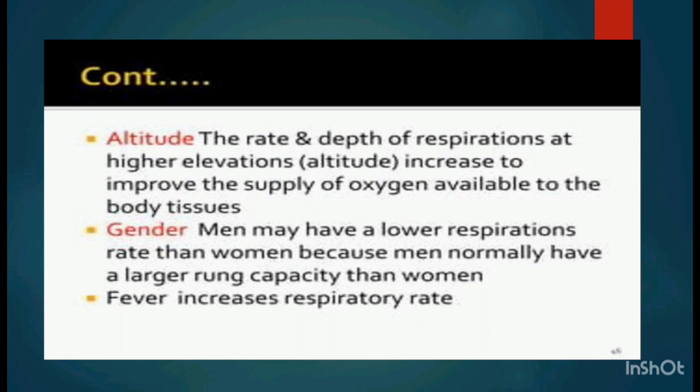Fever increases the respiratory rate. In gender, men may have a lower respiration rate than women because men normally have a larger lung capacity than women. In high altitude areas, the rate and depth of respiration increase at the higher elevation to improve the supply of oxygen available to the body tissue.